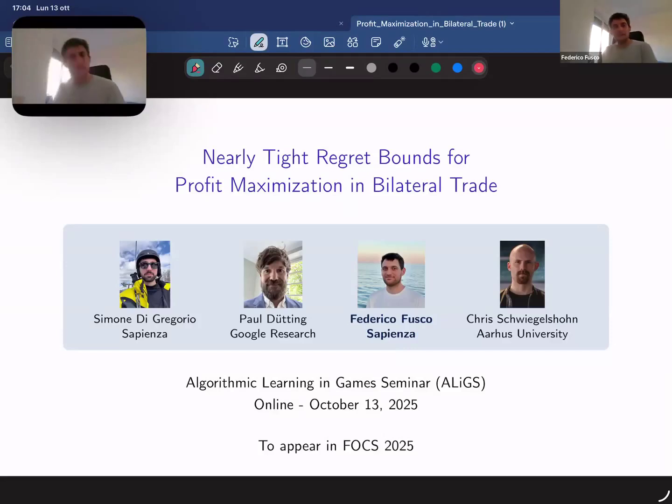So as Galit was saying, today I'm going to talk about this recent paper we had with a great bunch of coauthors, Simone from Sapienza, Paul from Google, and Chris from Horus, that I think fits nicely in the scope of these seminars, because it will be about algorithms, it will be about learning, and we will do this for a nice and simple game.